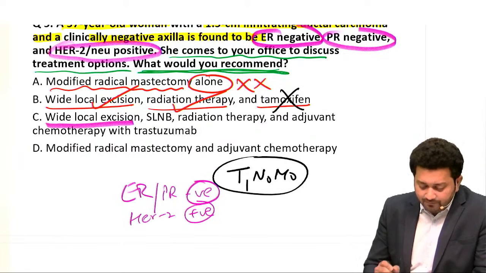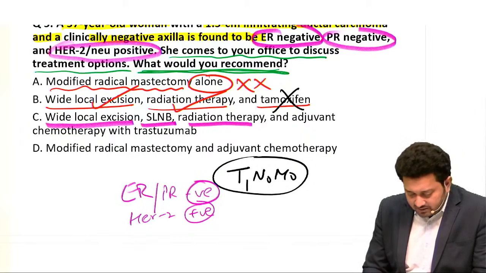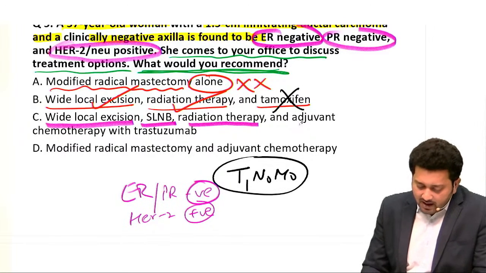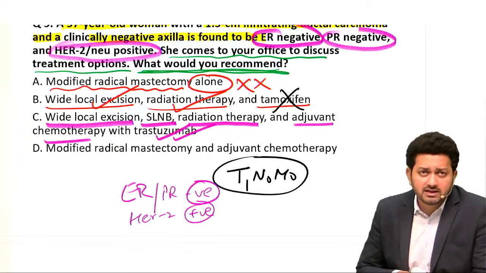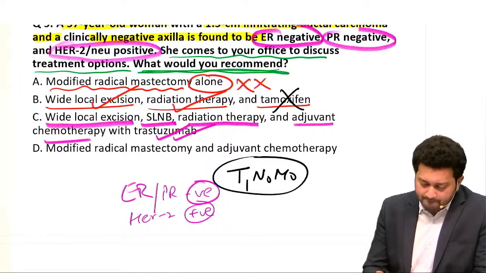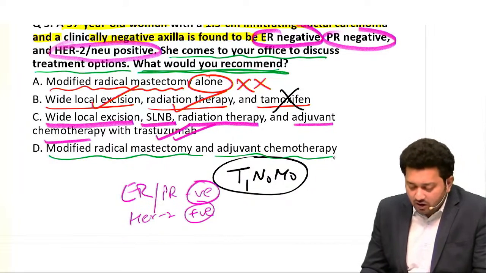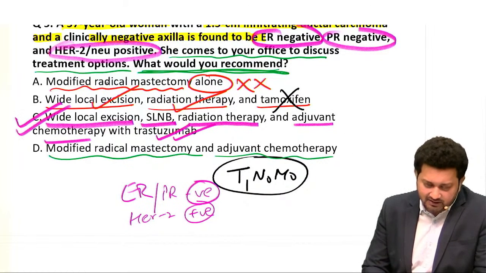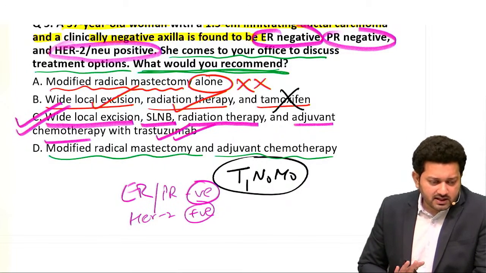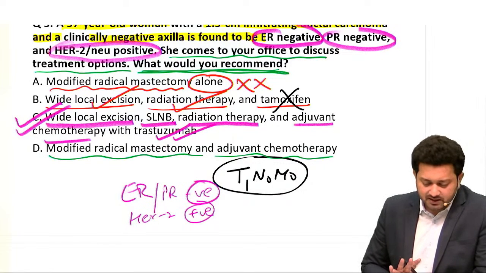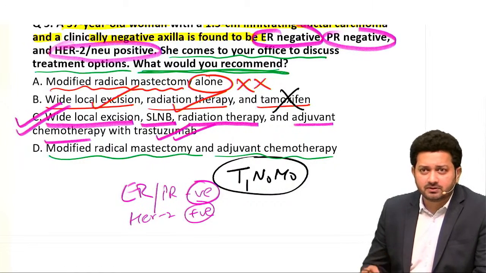Wide local excision, fine. Because the lymph node is not involved, sentinel lymph node biopsy, very good. Radiation is a must for all patients of breast conservation therapy. And chemotherapy with trastuzumab. Trastuzumab is important in this case because the patient is HER2 positive. Modified radical mastectomy with adjuvant chemotherapy can also be done, but the best answer here is C, like all of you are saying. C is correct. Okay, in this there is no confusion. This patient is a very nice candidate for breast conservation therapy.